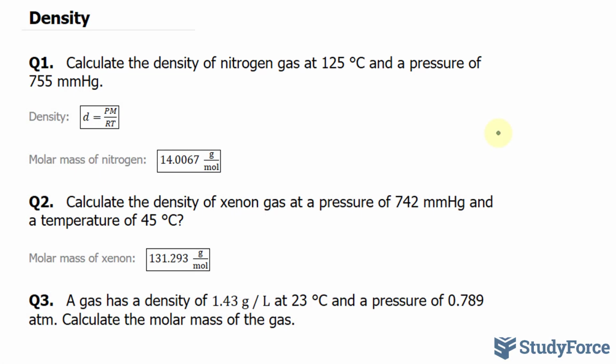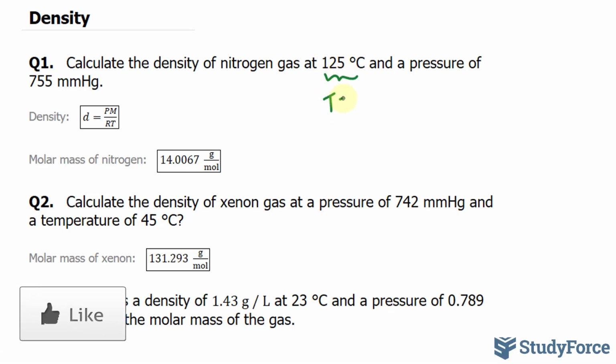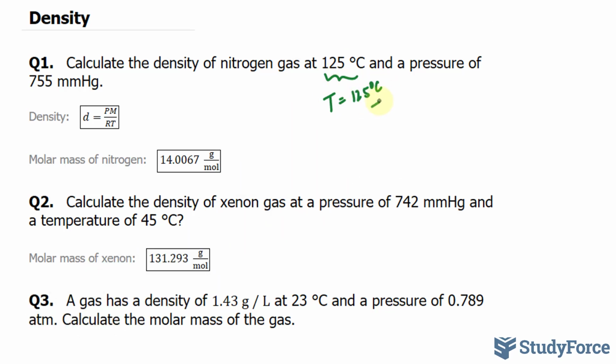I'm going to start by writing out everything that I've been told. I've been told the temperature, which is 125, and I'll represent that by the letter T. I need to change this into Kelvin, so I'll put an arrow with a K. Furthermore, I've been told the pressure, and the pressure will be shown with a P, and that's at 755 mmHg, which I need to convert into atmosphere.